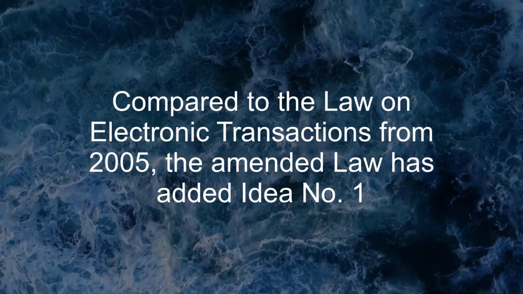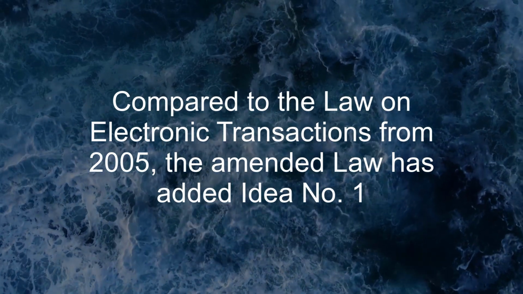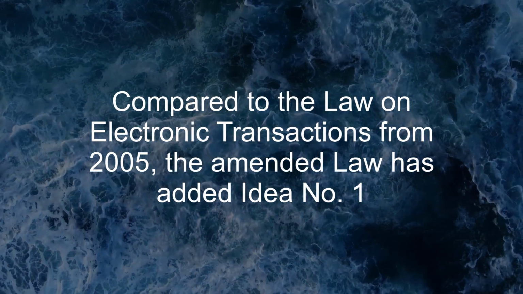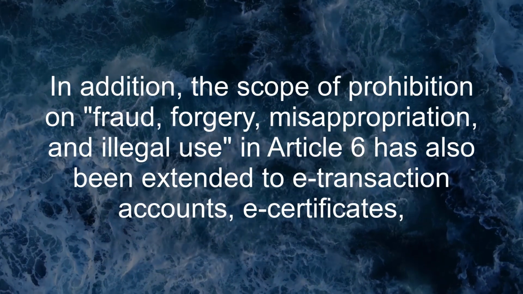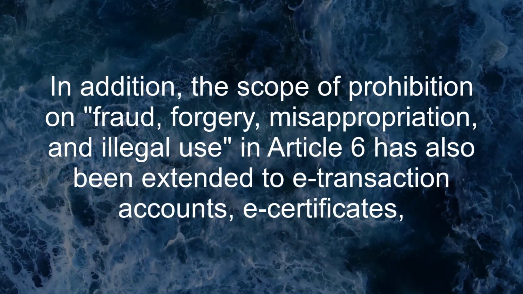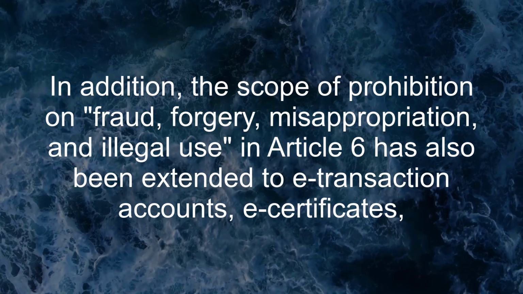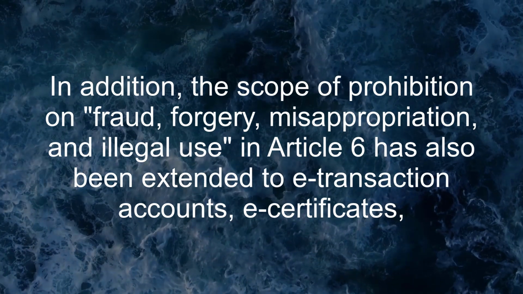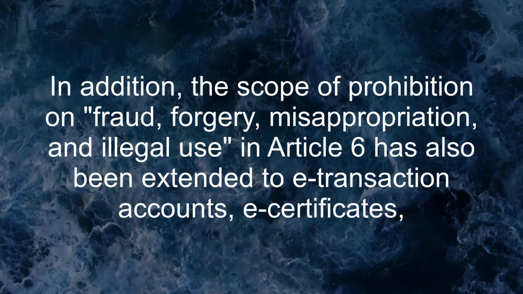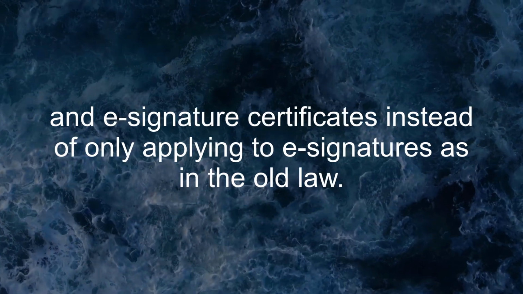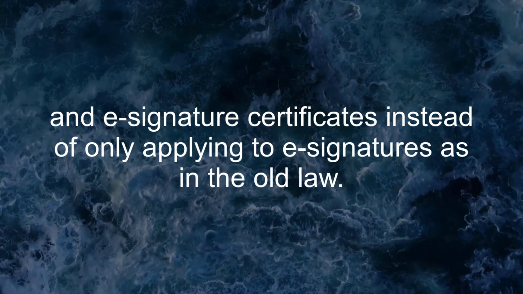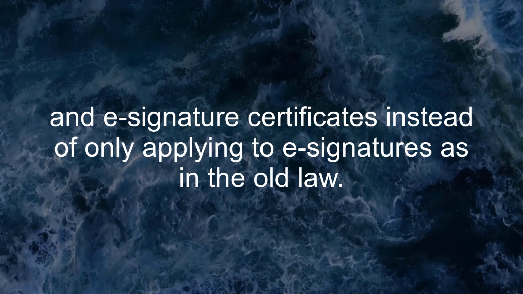Compared to the law on electronic transactions from 2005, the amended law has added idea number 1. In addition, the scope of prohibition on fraud, forgery, misappropriation, and illegal use in Article 6 has also been extended to e-transaction accounts, e-certificates, and e-signature certificates instead of only applying to e-signatures as in the old law.